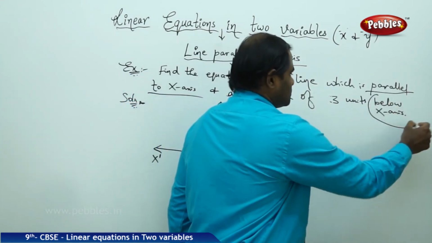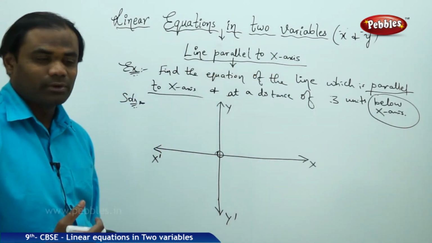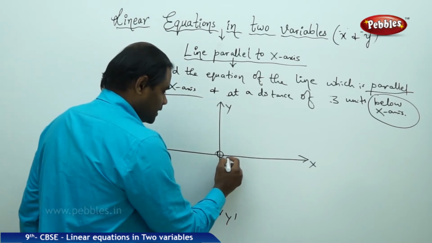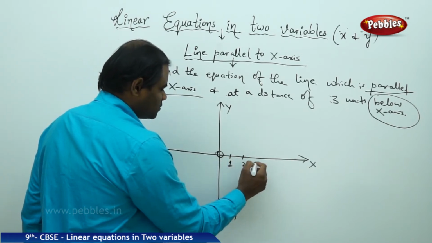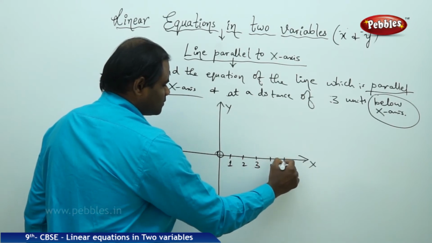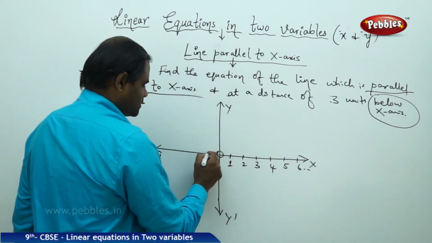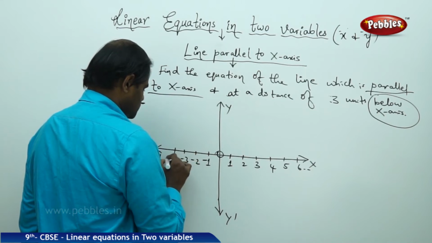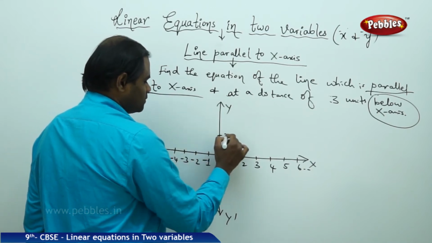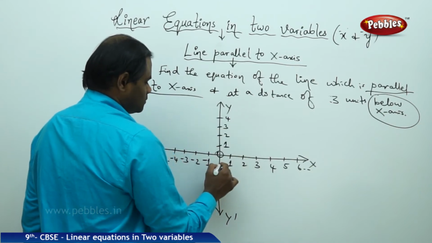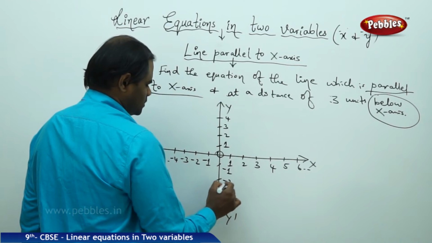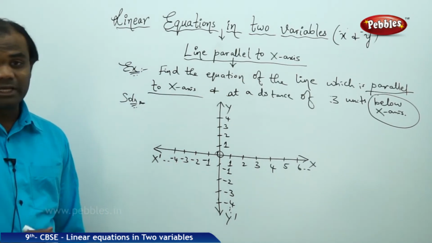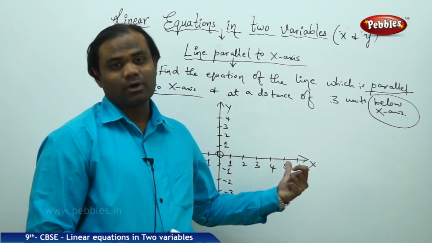Now since the line is 3 units below x-axis, I obviously take the line below the x-axis. So as we take the scale 1, 2, 3, 4, 5 and 6, and then I have my scale here -1, -2, -4, and then I have 1, 2, 3, 4, -1, and this is how we get the scale taken as 1 centimeter equal to 1 unit.